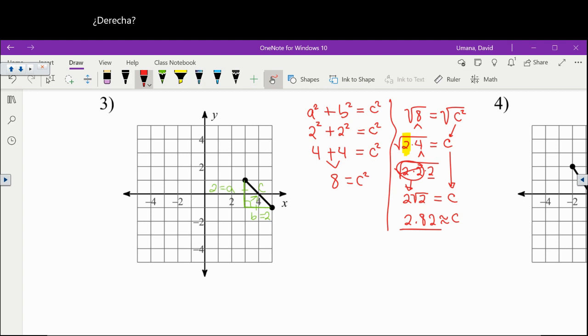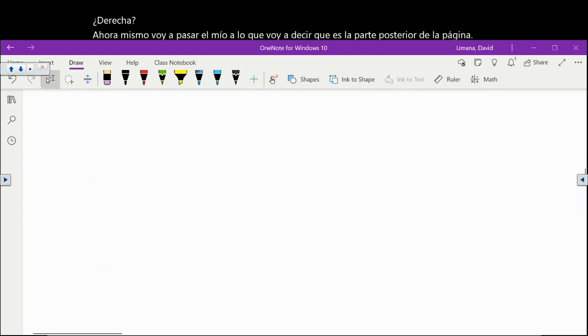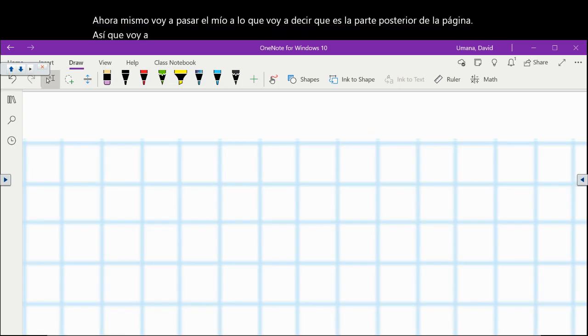You still need more time? You're good? All right. Right now, I am going to turn mine over to what I'm going to say is the back of the page. So I'm going to say this is the back of the page for me.